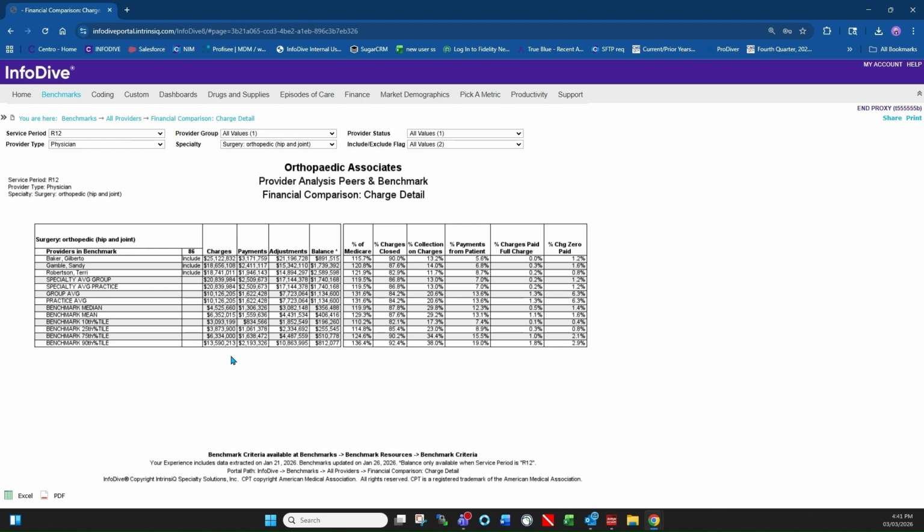Again, you can sort like we just did in the previous report and really narrow down the information and see exactly where the providers are sitting with those charges, or if you want to look at the payments as well.